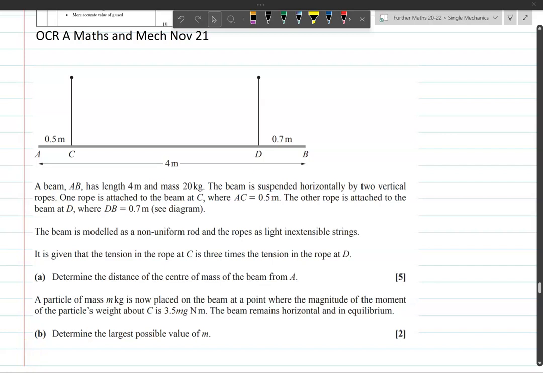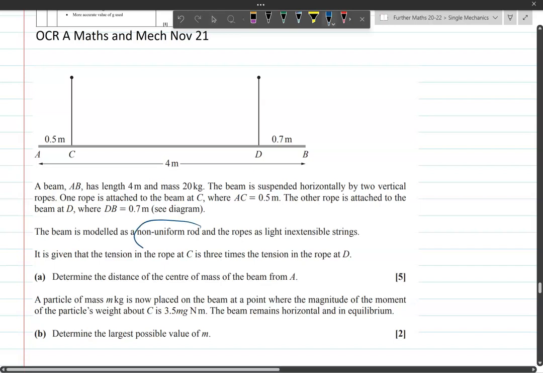Hello, in this video we're going to go over a recent OCR maths mechanics question on moments. It's a fairly standard, straightforward question with everything being horizontal and vertical, making life a bit easier. So we've got a beam suspended by two pieces of string. It tells us various things about distances.